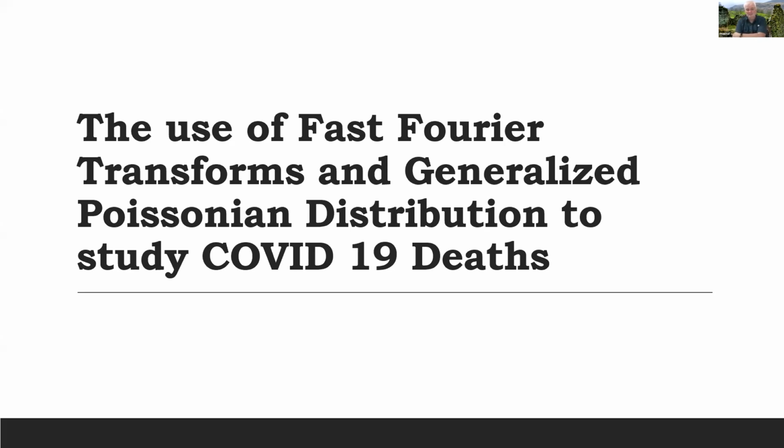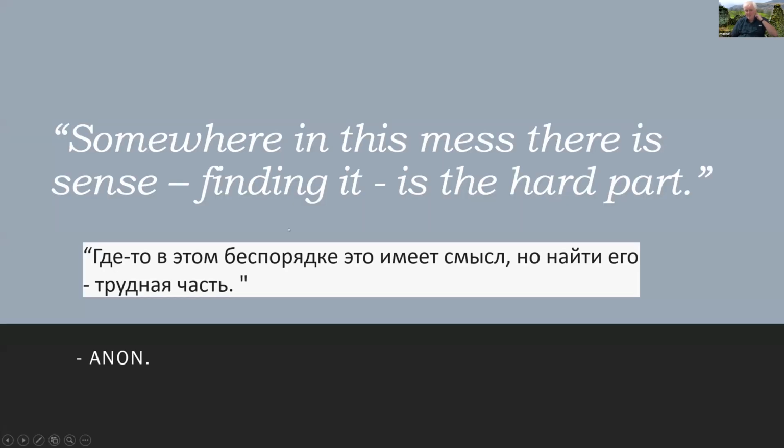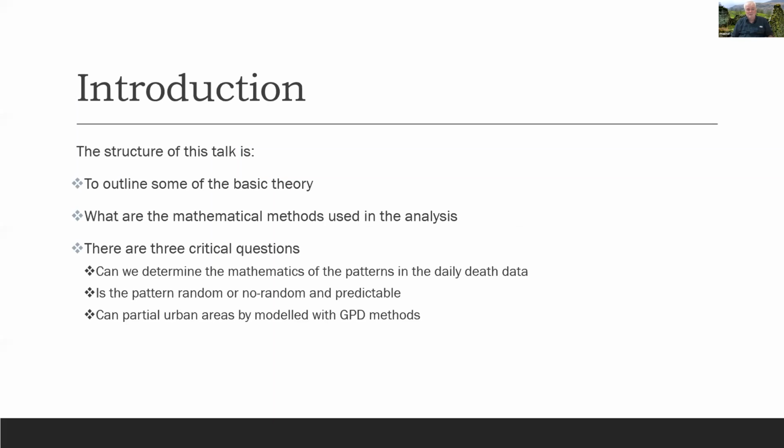And so I thought, oh, I'll just have a quick look at it. I'll spend a morning and see if I can reproduce what they had. And so far I've been on it for the last 2 months. Someone once said, somewhere in this mess there is sense, finding it is the hard part, which is true. I just want to outline some of the basic theory. I know you're all mathematicians and will understand it quite well, so I'll try and keep it brief.